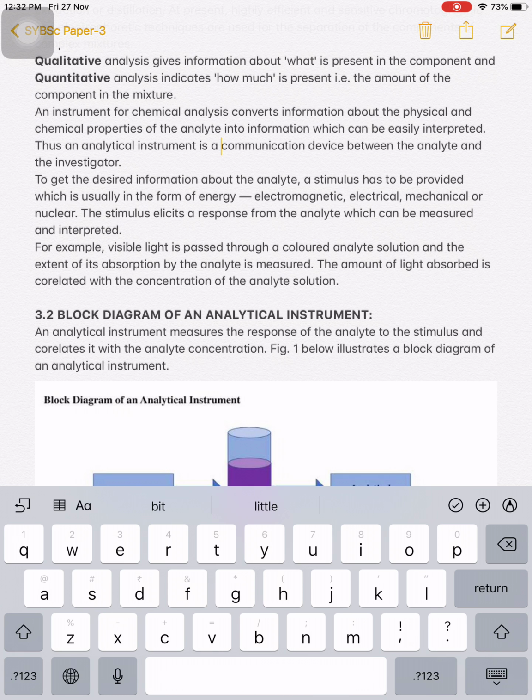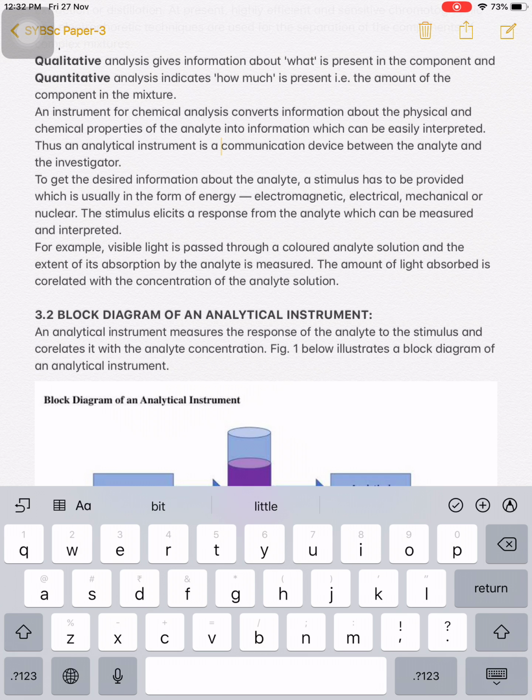To get the desired information about the analyte, a stimulus has to be provided. Now see here, if you want some information from that component, for example the structure, the angle, the rotation, such physical or chemical properties of that component are collected by use of a stimulus. So a stimulus has to be provided, which is usually in the form of energy. So we may provide energy: electromagnetic, electrical, mechanical or nuclear. This stimulus is given to the component in terms of electromagnetic radiation.